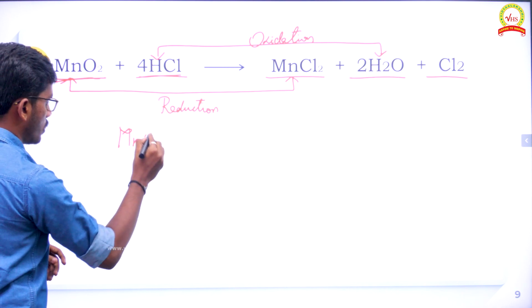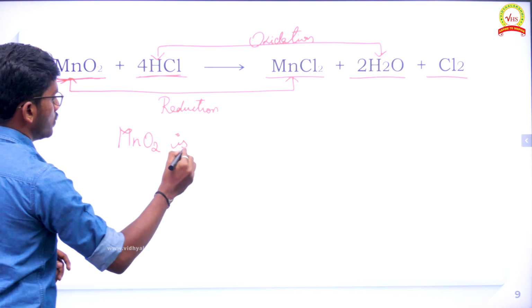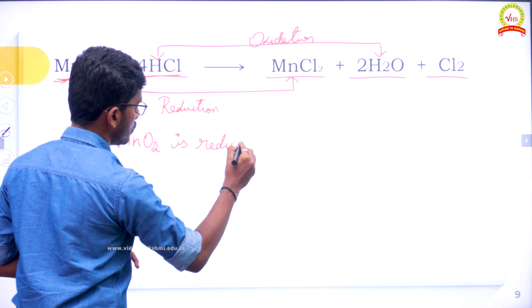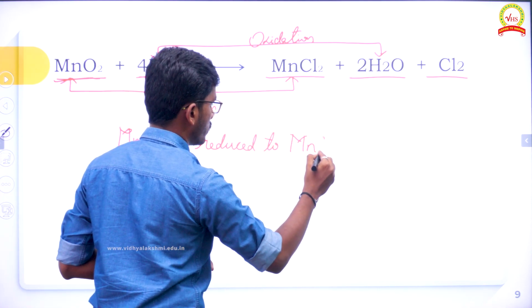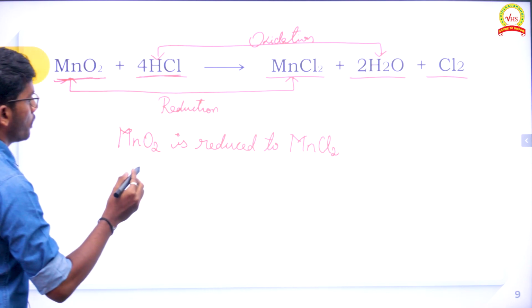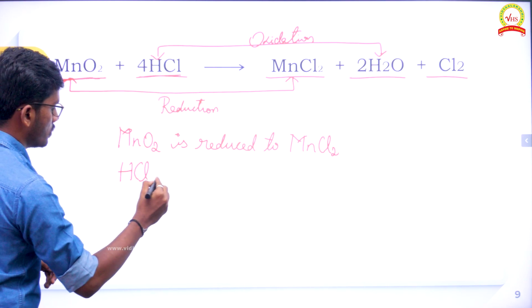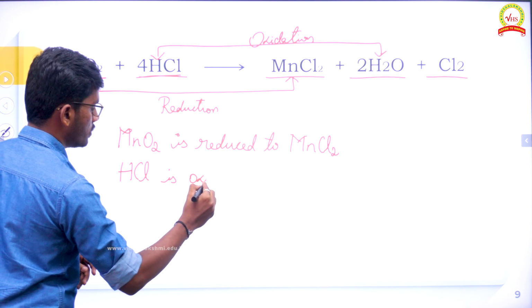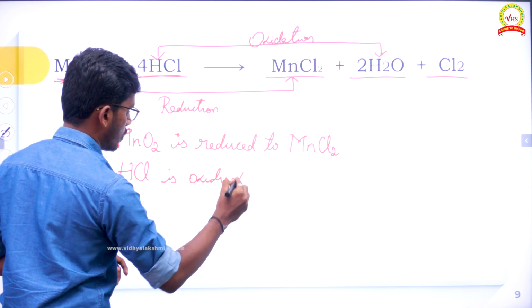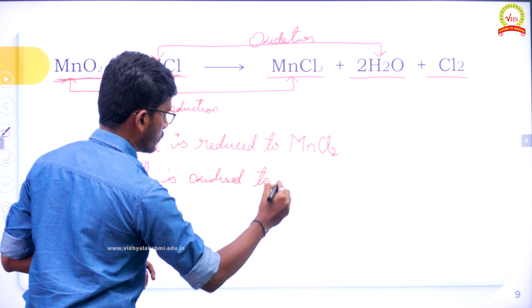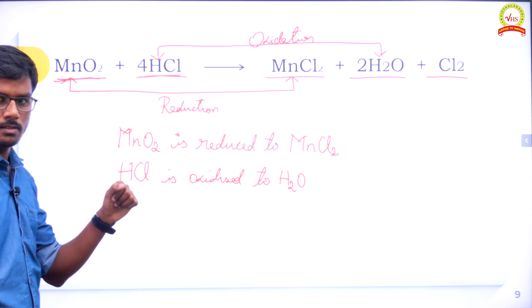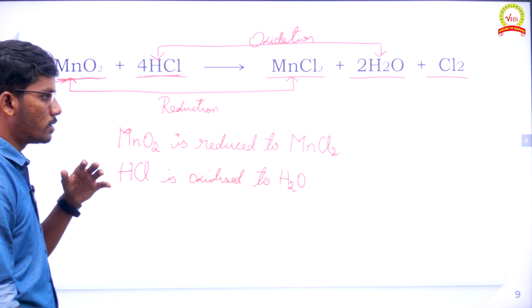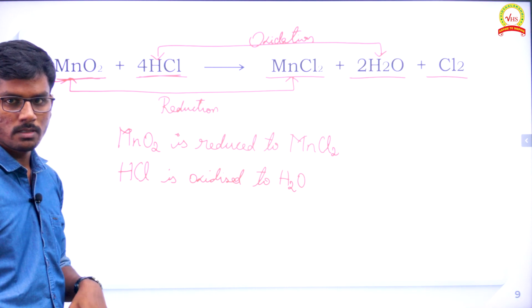So we have to mention it in sentences, right? MnO2 is reduced to manganese chloride. The same way, hydrochloric acid is oxidized to water. So this is how we have to mention it in the form of sentences. Since the second step is done, third, we have to find which is the oxidizing agent and which is the reducing agent.